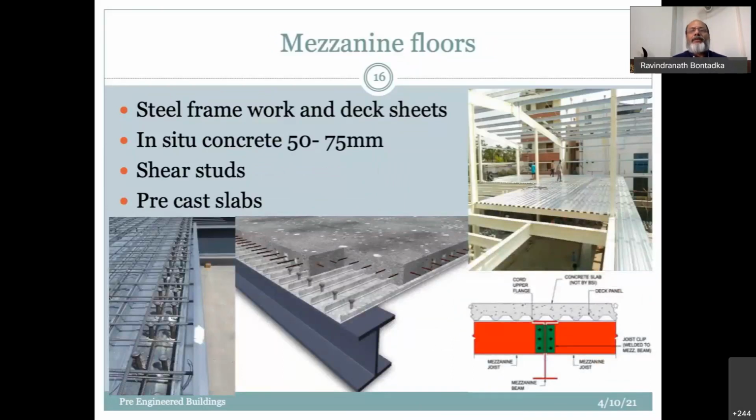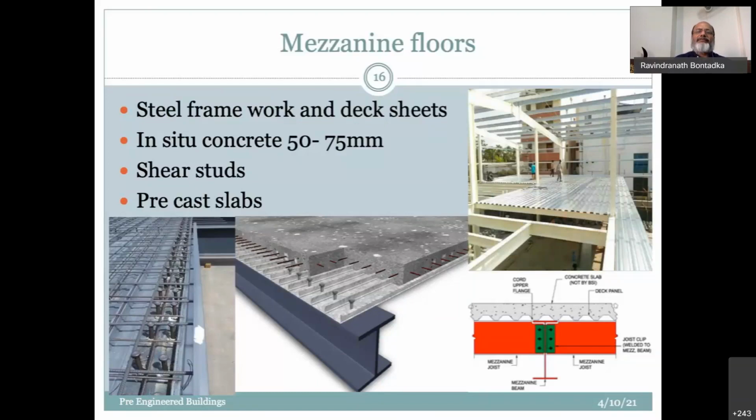Then we can also have a mezzanine floor on these structures. So we generally take the main frames here, and then we use steel deck sheets, which come in various thicknesses from 0.6 to 1.2 mm. We can have in-situ concrete on that. And very important here is to have the shear studs, which transfer the load from the main member through shear to the mezzanine floor.